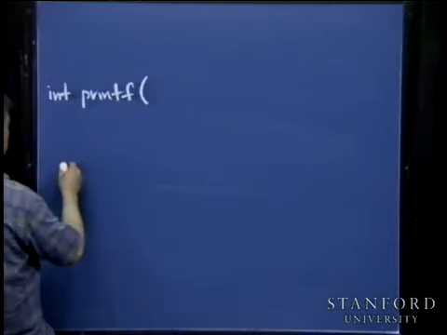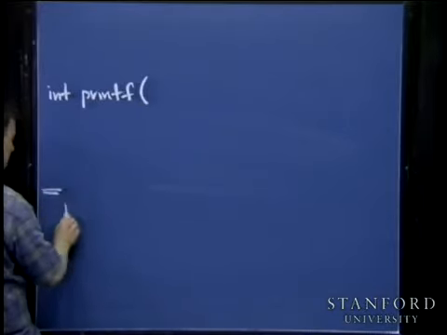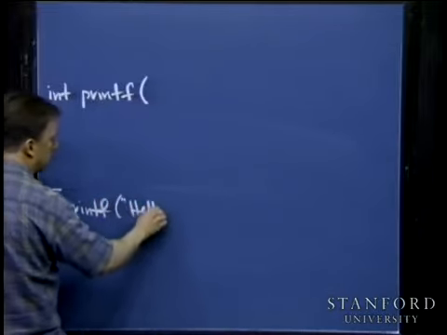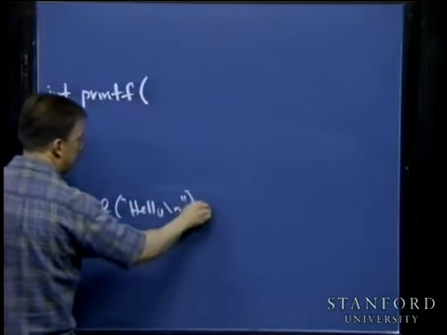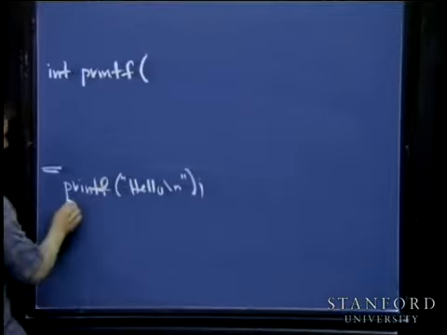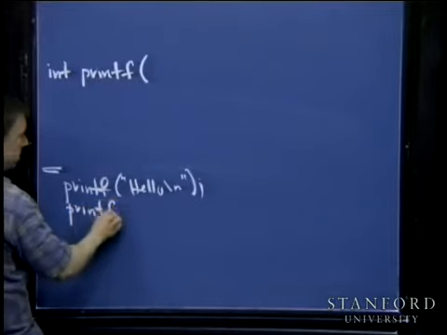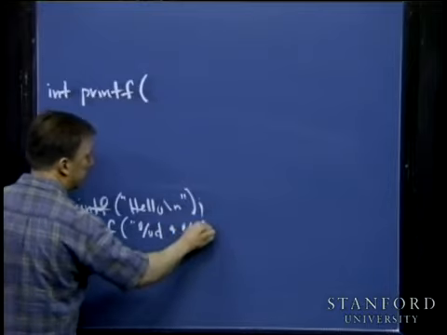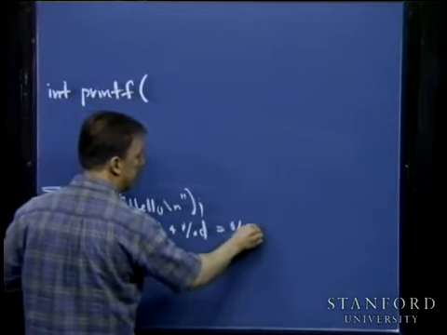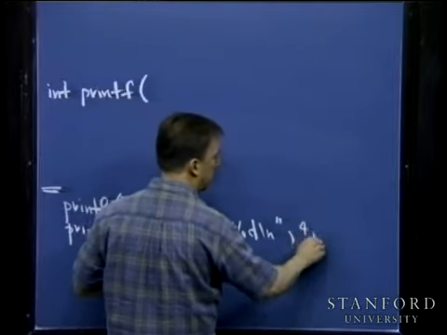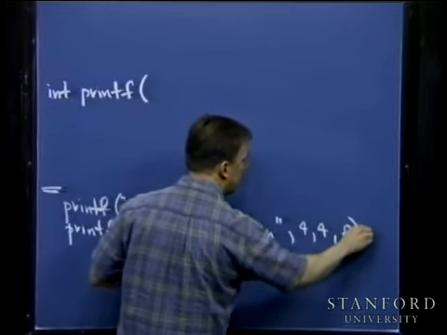Well, sample calls are things like this: printf("hello"). And that's in contrast to cout << "hello", a string constant, with an endl at the end. When you have something like this, "%d plus %d equals %d \n", and you want to fill it in with 4 and 4 and 8.